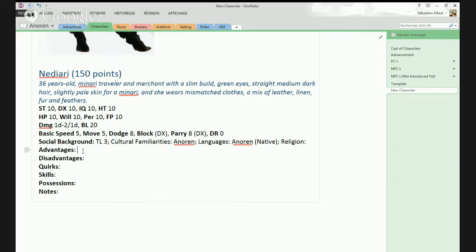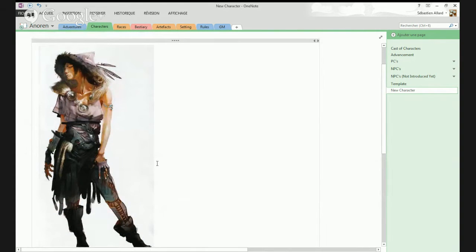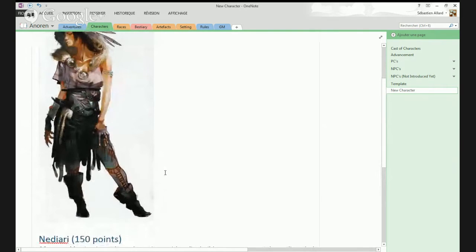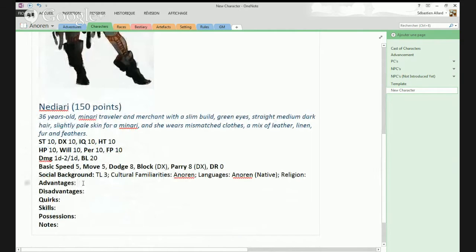I think I'm gonna go with comfortable wealth would be cool. And wealthy would be very, very cool. But she doesn't look very wealthy to me. She looked comfortable. Maybe not. Maybe struggling a little bit. But she's a merchant, so I'm going to give her wealth. This is costing me 10 points.